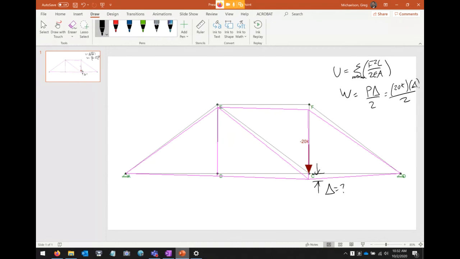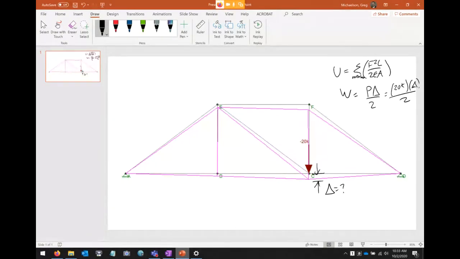That's fine, okay? And there's nothing wrong with that. But what we're talking about here, the principle that I'm showing you right now, this method, would be the method of what's called real work. This is the method of real work, using the actual loads on the structure to determine deflections. And that's great.